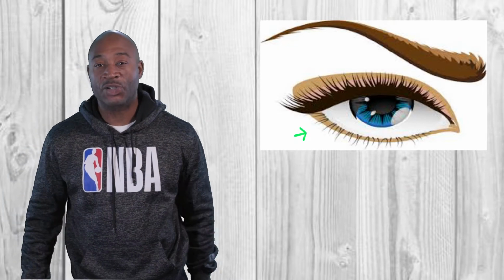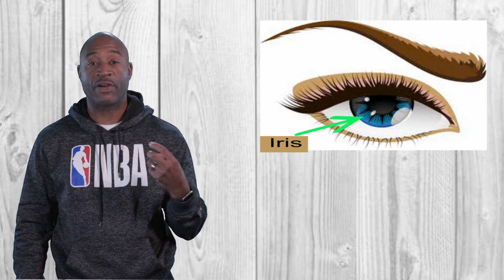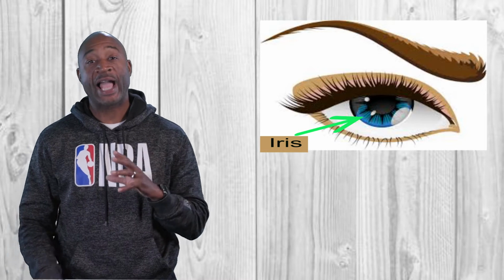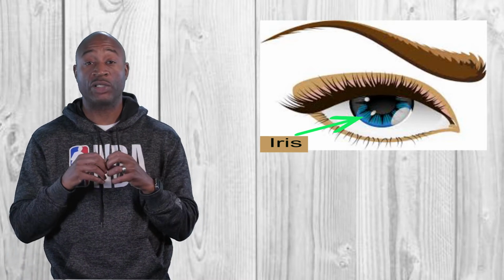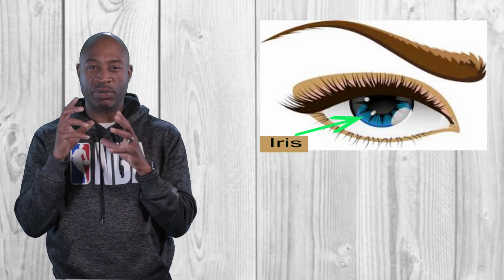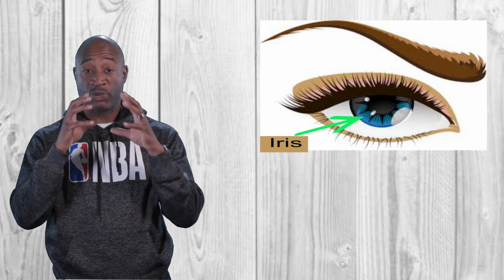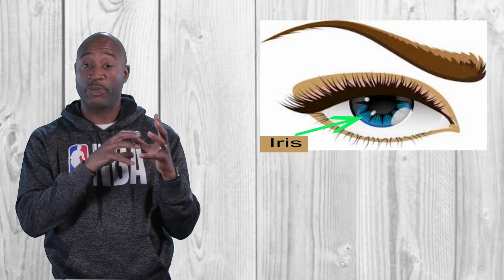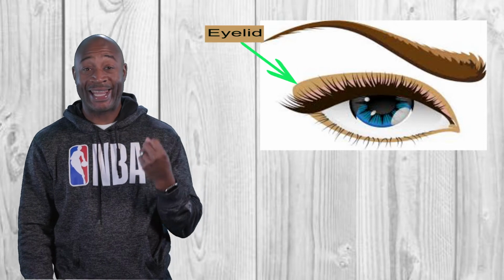The second part we're going to talk about is the iris. The iris is what gives you the color of your eye. But it's not just for beauty. The iris actually controls how much your pupil can open or close. So the iris has these little muscles, and when you go into a bright place, like I said before, your pupils get smaller. The iris has those muscles to control the pupil. That's your iris.